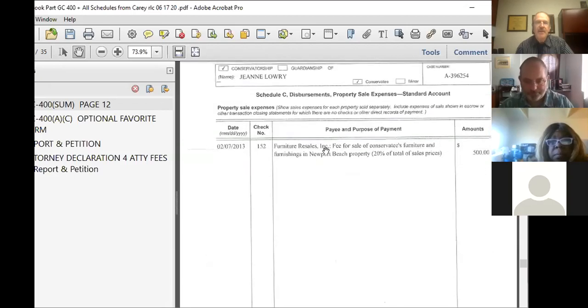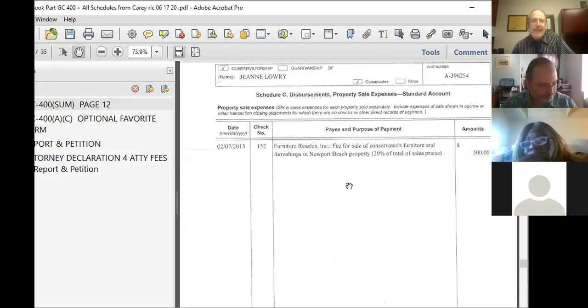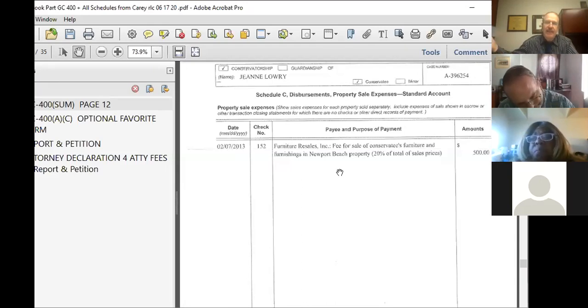So this particular item is where the property was sold off. We had a consignment company, and the furniture was sold, and the consignment company charged a fee. They're showing all the income, and this is 20% of the sales price that we are paying for their services. The income would be reported on the income transactions. We're on the disbursements at the moment.